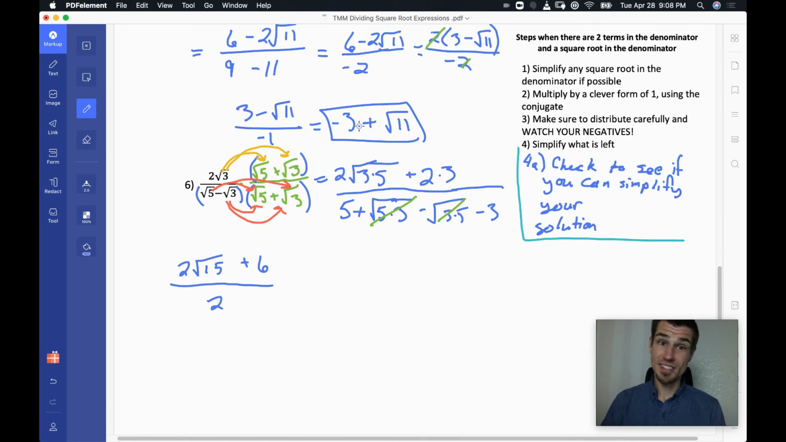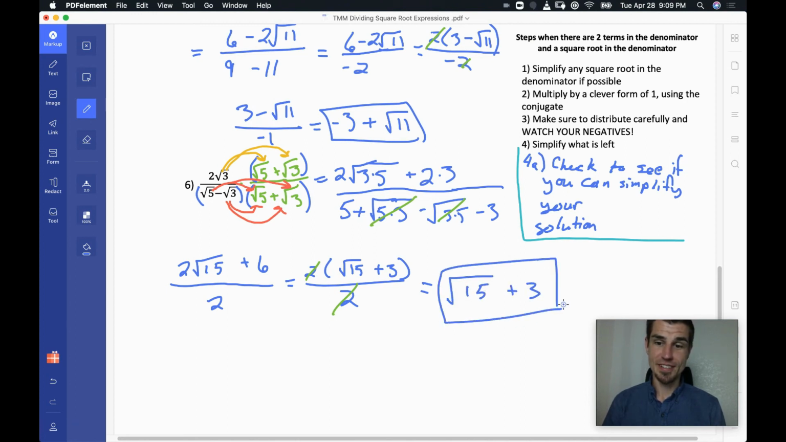Now notice, in the same way up here, you want to double check to see if you can simplify anything else. Well, check it. Every single term you can divide by 2, so we want to go ahead and do that. What's happening here is on the top, we can factor out a 2. So since we can divide this term by 2 and this term by 2, we can factor out a 2. Now, on the top, we have a factor of a 2 and a factor of a 2. We can divide 2 by 2, and that gets us a 1. So we are left with the square root of 15 plus 3, and that is our solution.